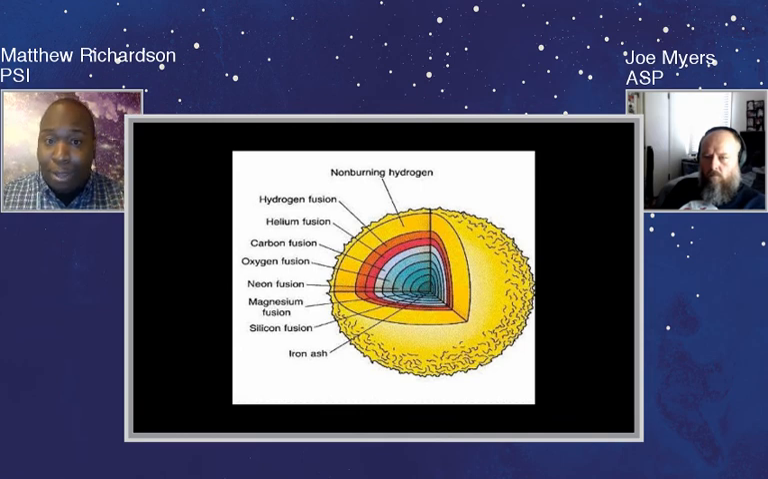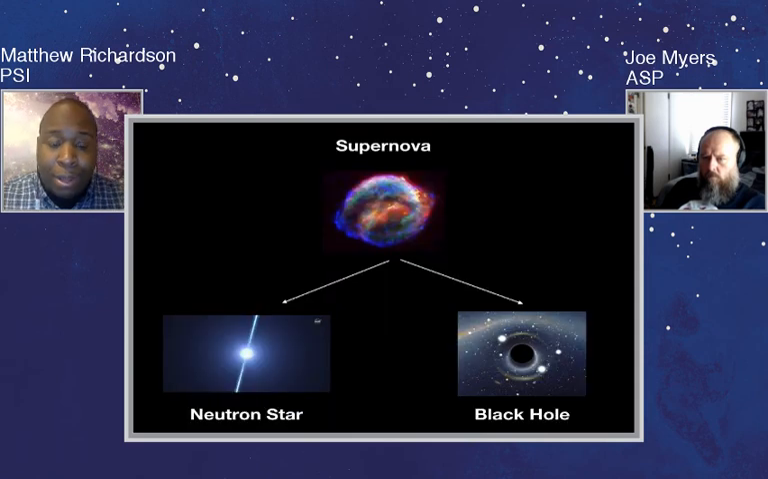And because we can't produce elements past iron, there won't be enough radiation pressure from the core to stop the star from collapsing. Once the star collapses and implodes on itself, it explodes and produces what's known as a supernova. Now, in this particular case, with the death of high mass stars, these are type 2 supernovae.